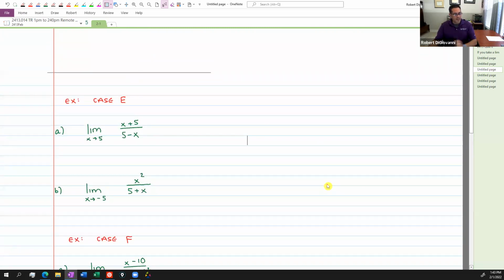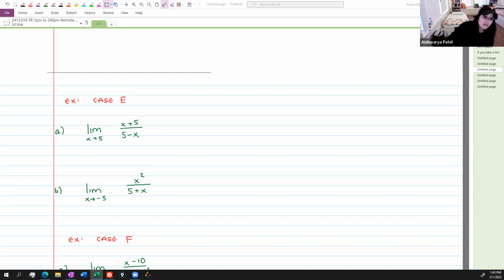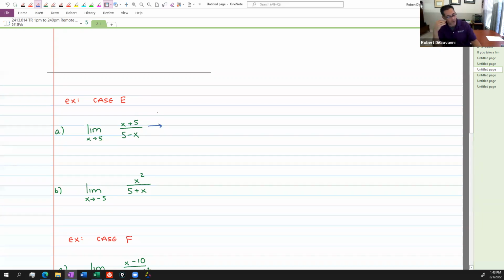So let's look at case E, this first one, part A. Limit x approaches 5. Now, Ash, you're up. Yes. Which side of 5 are we approaching? Apparently both. Both, right? Which means we have to look at it as two different problems, okay? But let's do direct substitution first, Ash. What would happen if we just approached 5? What would we get? So on the top, we'll get 10, and on the bottom, we'll get 0.